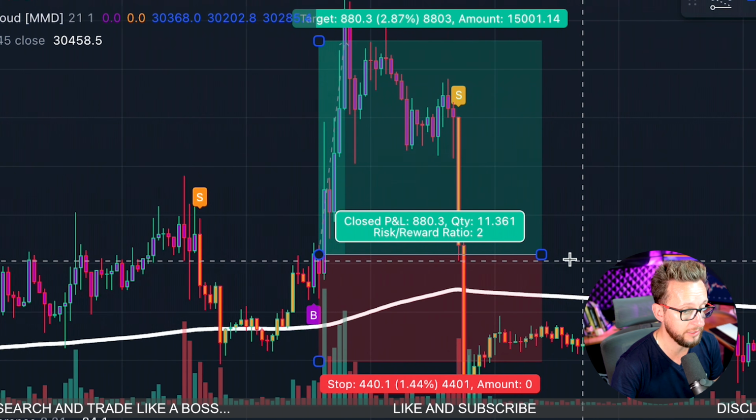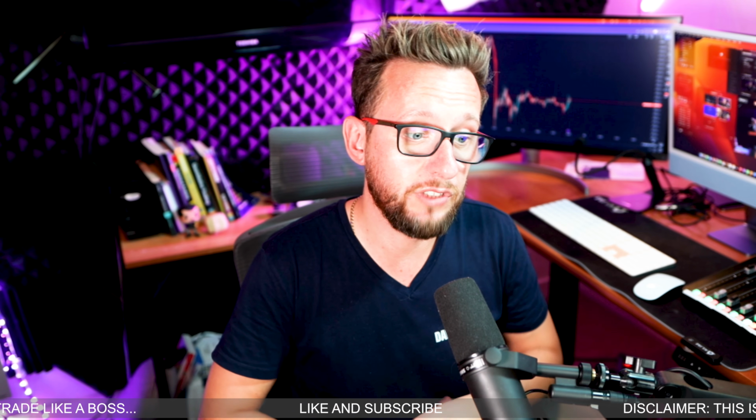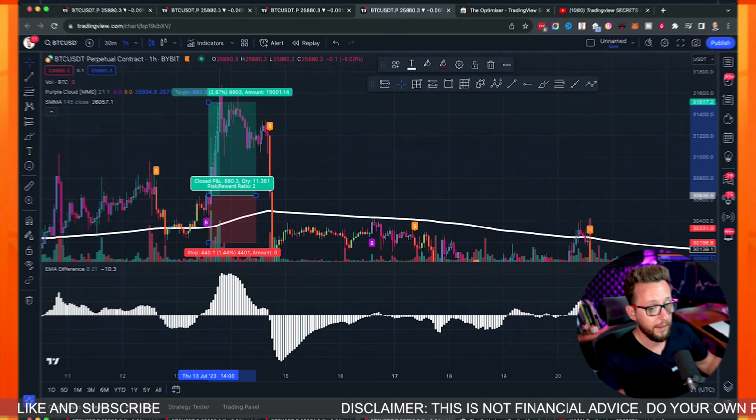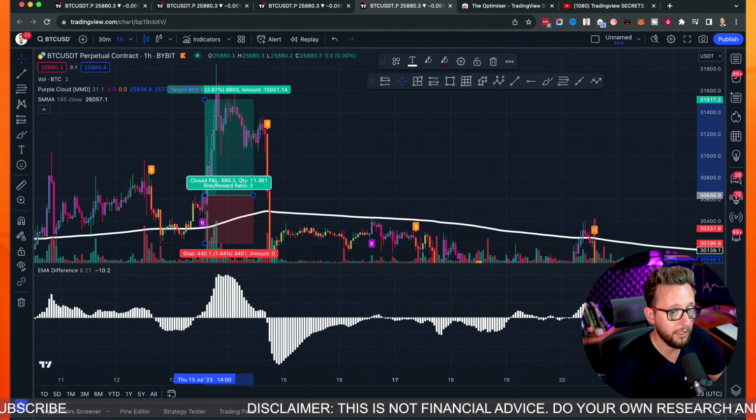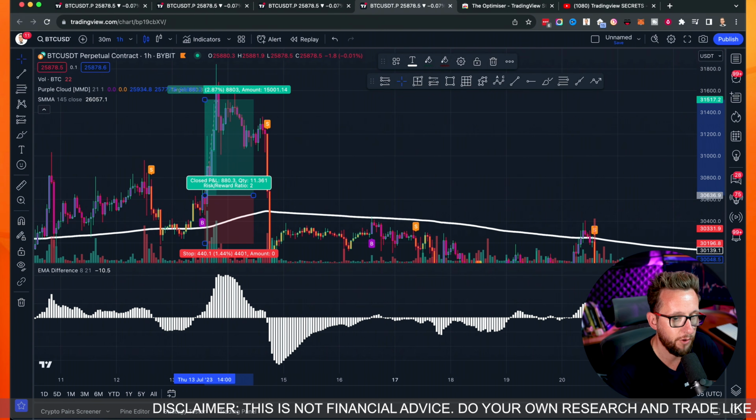That would have been a win as well. So it looks like a good trading strategy. It is extremely simple, three indicators with buy, sell signals. Okay, so that's the setup. I'm going to go away and code the trading strategy for backtesting.